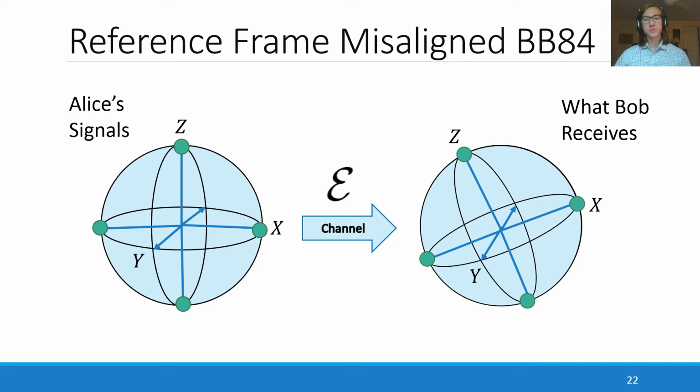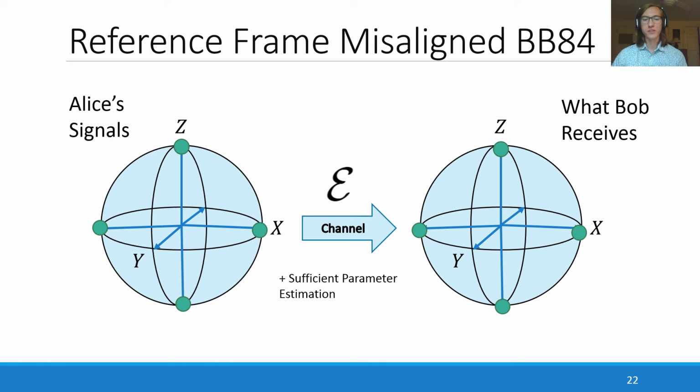However, because of this specific rotation and the measurements that are used in BB84, sufficient tomography should allow them to determine this rotation, and so he should be able to undo it using sufficient parameter estimation. And since it's a simple unitary, this shouldn't affect the key rate. So that's the idea, and we're going to look at this a little more.